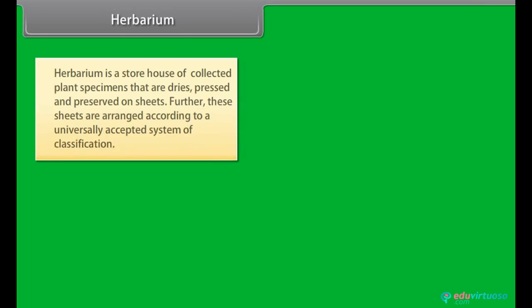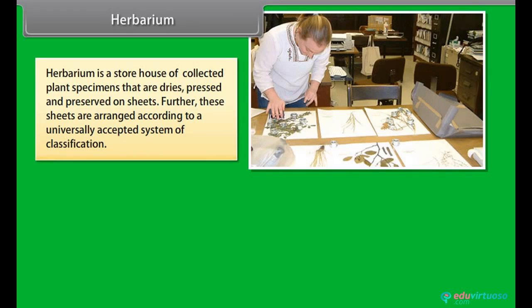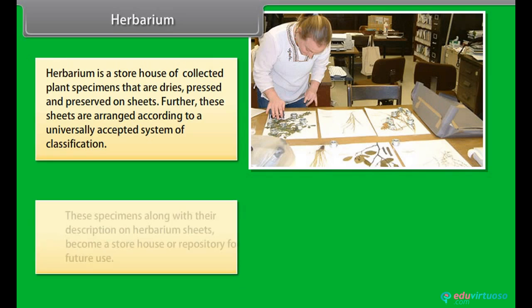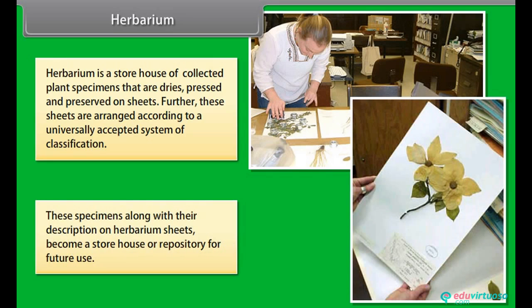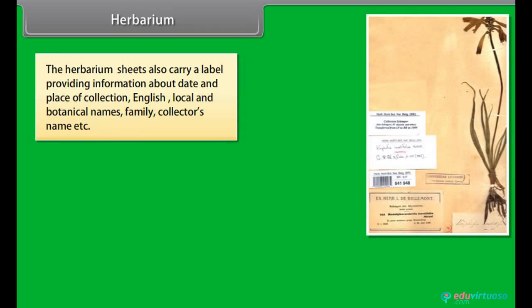Herbarium. A herbarium is a storehouse of collected plant specimens that are dried, pressed, and preserved on sheets. Further, these sheets are arranged according to a universally accepted system of classification. These specimens, along with their description on herbarium sheets, become a storehouse or repository for future use. The herbarium sheets also carry a label providing information about date and place of collection, English, local, and botanical names, family, collector's name, etc.